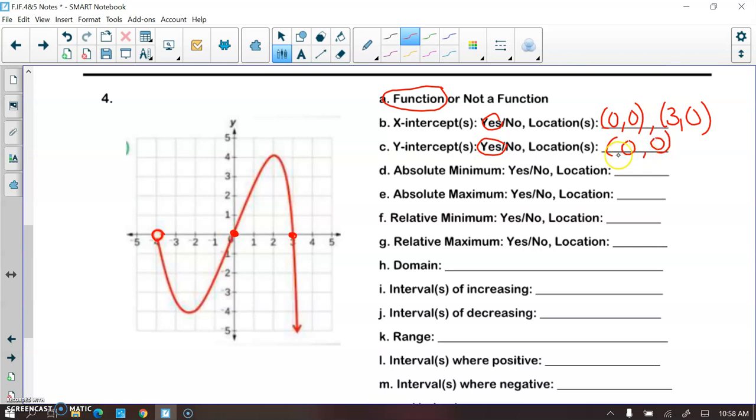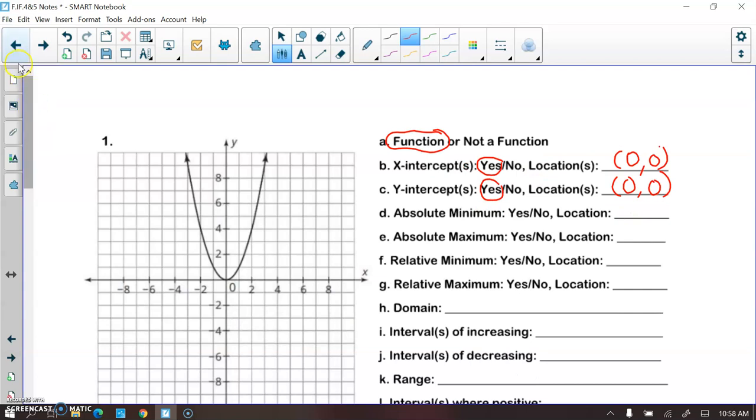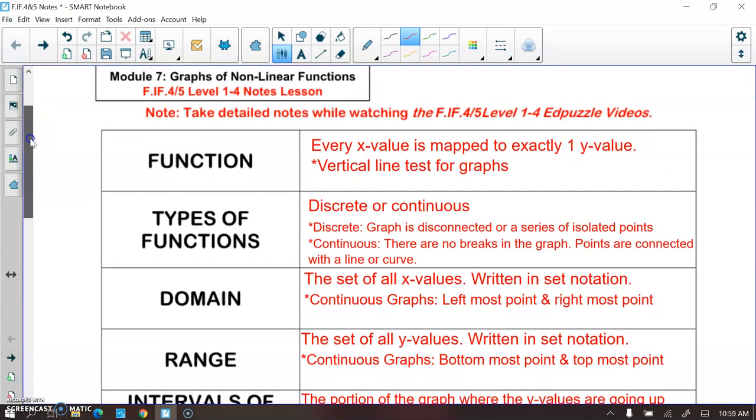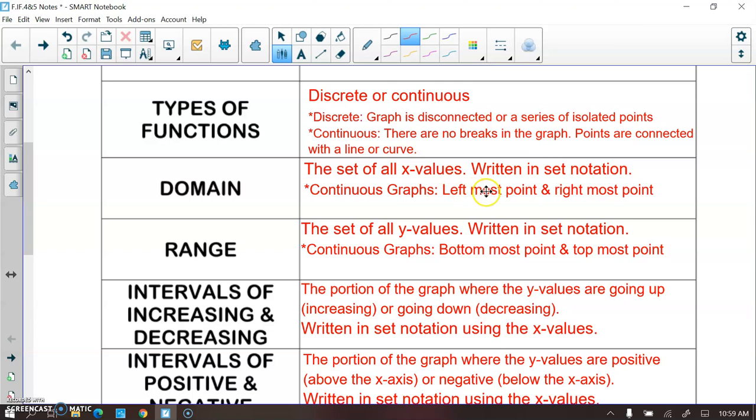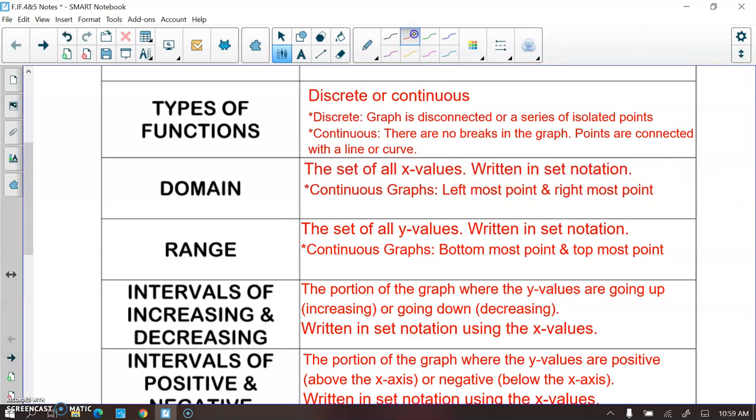Okay, so now that we have done the x, y intercepts and the functions for each of these, we're going to go back and learn about our next topic here, domain and range, which should be a review, but we are going to review it. So domain is the set of all x values. We write it in set notation, which we have learned. Remember, set notation is when we're doing like negative infinity to infinity, we would write this with the parentheses.